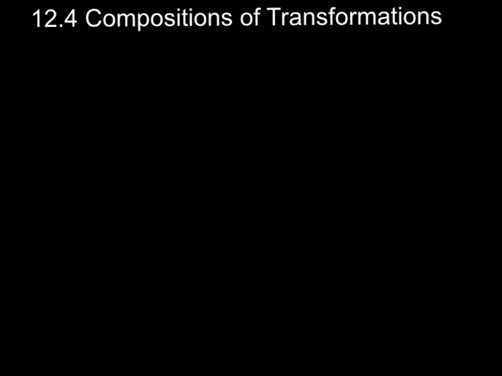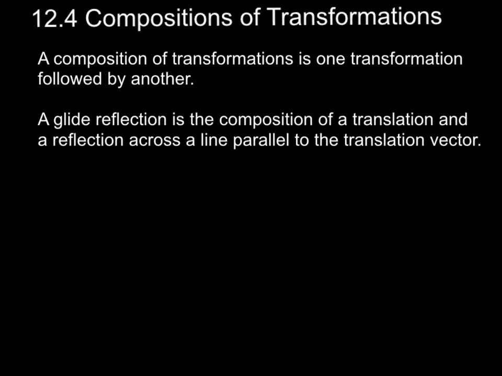So we're in section 12.4. A composition of transformations is one transformation followed by another. Basically, it's more than one transformation in one thing at one time. A glide reflection is a composition of a translation and a reflection across a line parallel to the translation vector. So let me show you how that works.